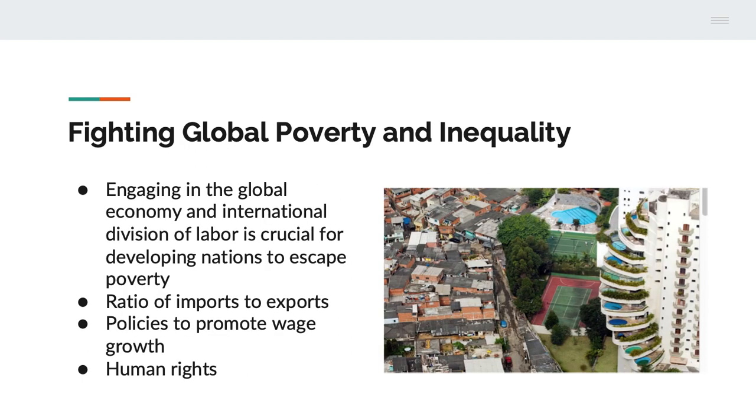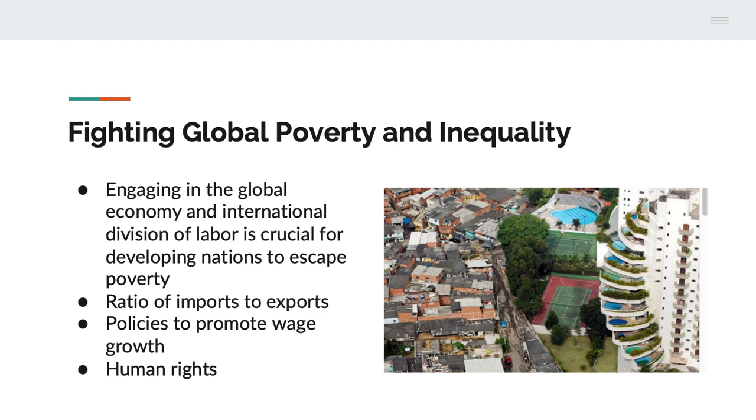Engaging in the global economy and international division of labor is crucial for developing nations to escape poverty. A country's integration into the global economy, measured by the ratio of imports and exports to GDP, positively correlates with higher human development. For most countries presently, nurturing domestic manufacturing industries that provide reasonable wages remains a key pathway to economic advancement. Without cultivating their manufacturing base and productive capabilities, countries struggle to make substantive economic progress.